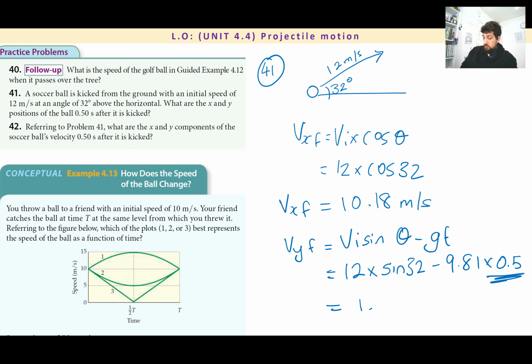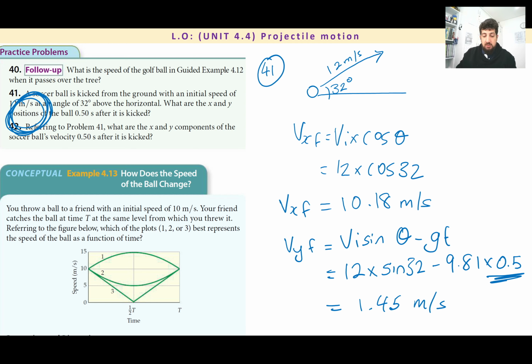1.9, so it's nearly 10. What did I do here? Oopsie. I just worked out velocities instead of, I worked out velocities, didn't I? Meters per second. It's very important to read the question. See, it's asking for positions, not velocities. Positions. Okay, very good. This is why we do this.